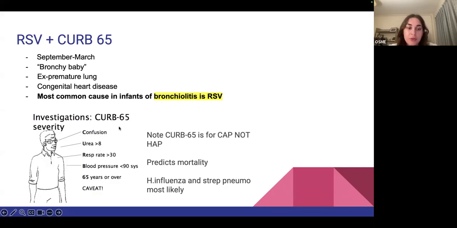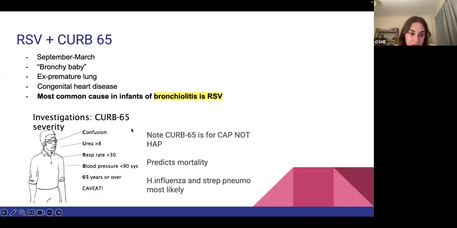The CURB-65 score is used to determine the severity of community acquired pneumonia, not hospital acquired pneumonia. So say someone's gone into their GP feeling really unwell, and on auscultation there's crackles on their chest, and they've just not been able to kick this infection for about 2 weeks. It's a community acquired pneumonia. The difference with hospital acquired pneumonia is that they've been sat in hospital, treated for something else, and have been in hospital for about 48 hours and now started presenting with pneumonia symptoms.